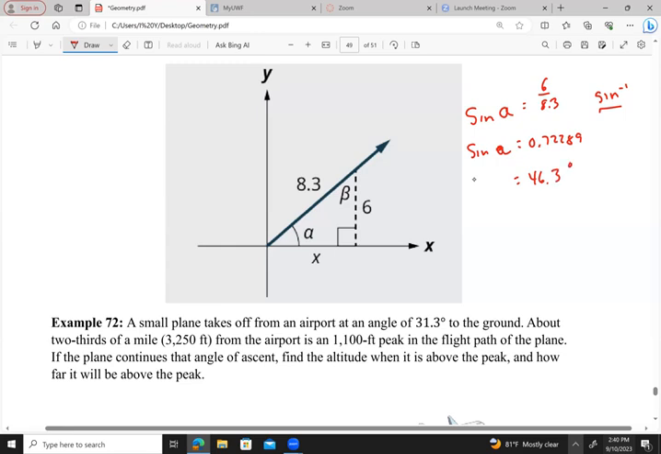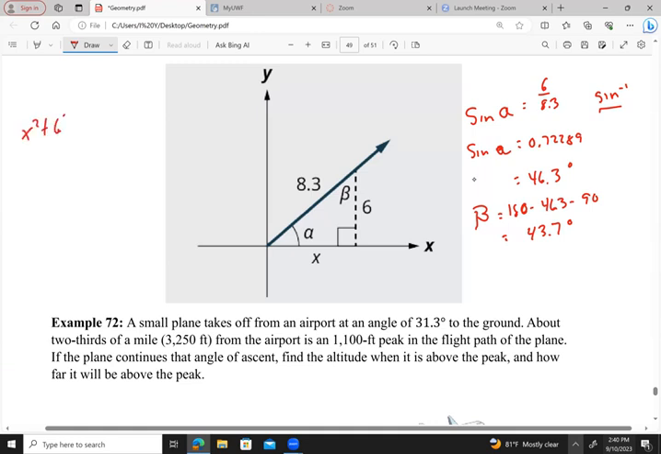which tells me that beta equals 180 minus 46.3 minus 90, which is 43.7 degrees. So now I have my angles and I need to find x. And we can do trigonometry or we can use the Pythagorean theorem.